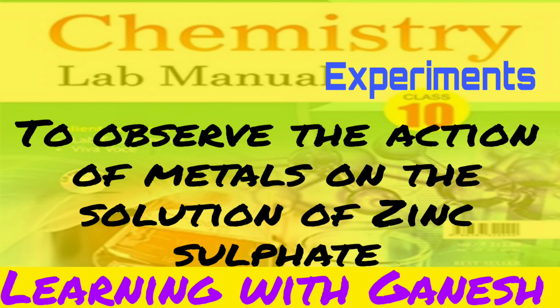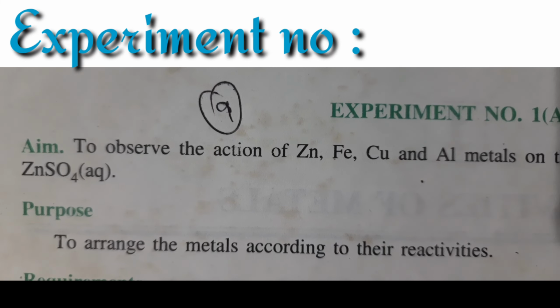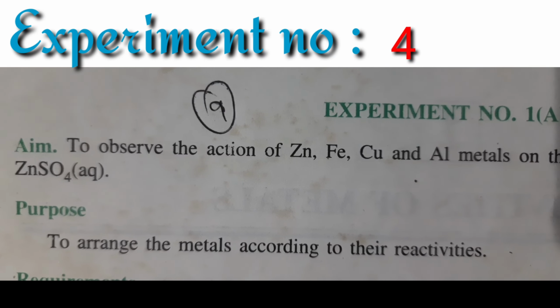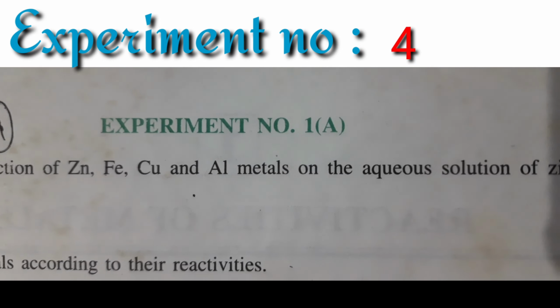So, hello my dear students, be ready with all your material requirements, whatever things I have given you, your project paper, your pens with different colors. Now start writing. Now the first thing is aim. What is aim? To observe the action of zinc Zn, iron Fe, copper Cu and aluminium Al metals on the aqueous solution of zinc sulfate.